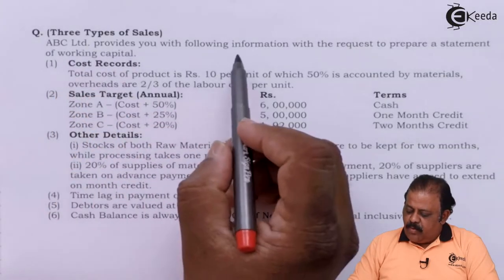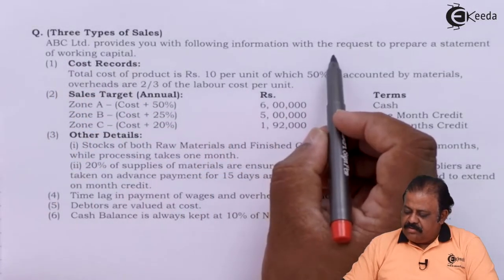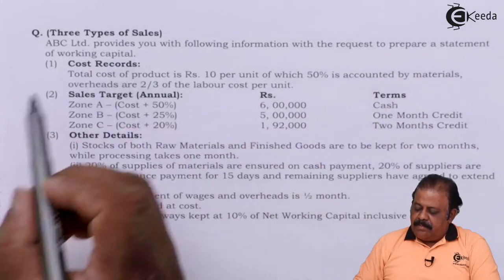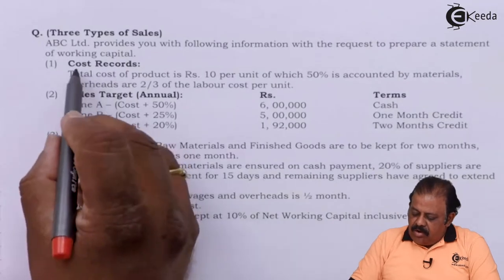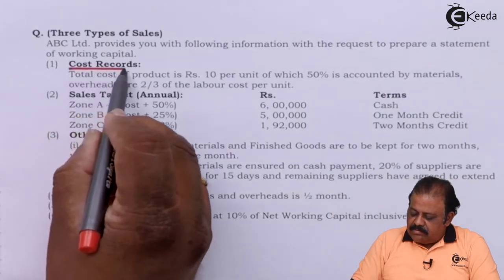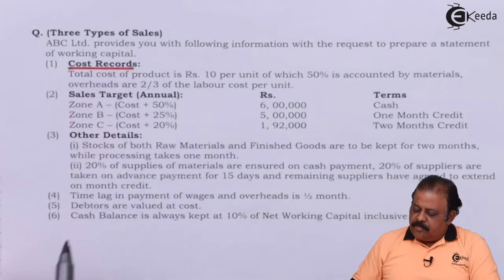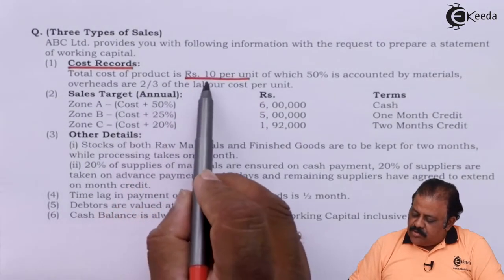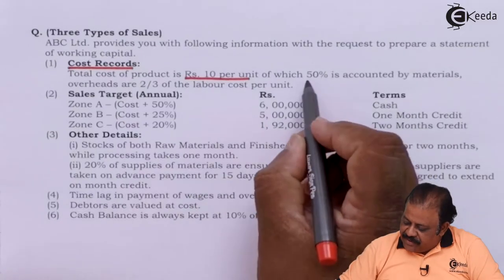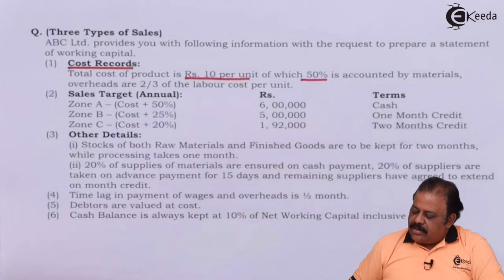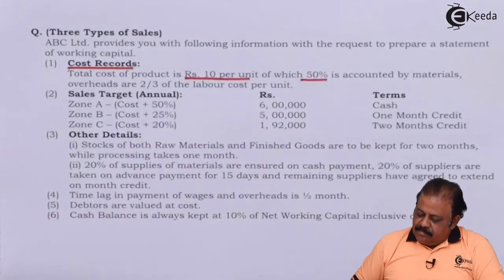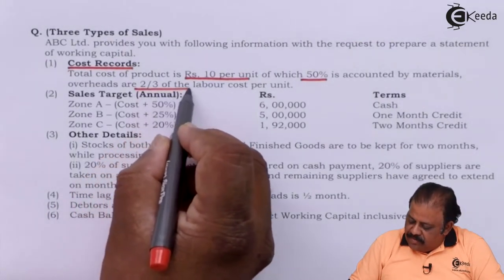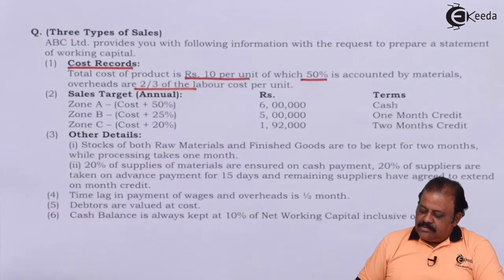ABC Limited provides you with following information with request to prepare a statement of working capital. Cost records. Total cost of product is rupees 10 per unit, of which 50% is accounted by materials. Overheads are 2/3 of labor cost per unit.